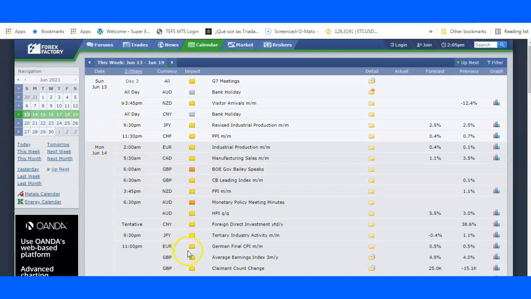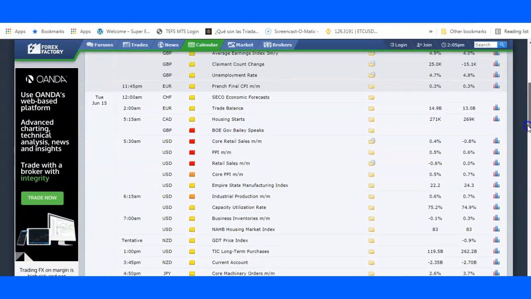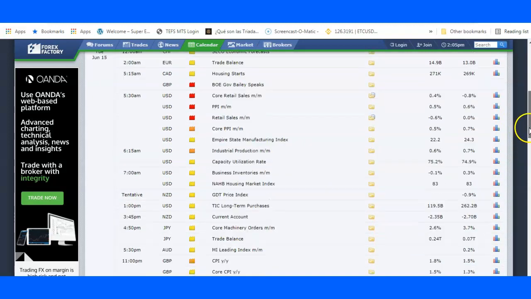Monday the 14th, no red folders, so it's clear. Tuesday we got, at 5 a.m. for the dollar, retail sales, core retail, PPI, and retail sales again, and also for GBP. So on Tuesday we got to be a little bit careful that day for the news. So Tuesday, careful with the dollar.